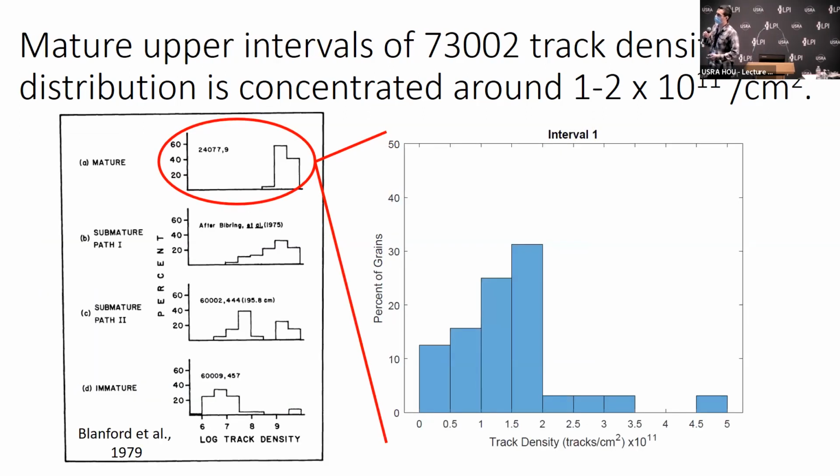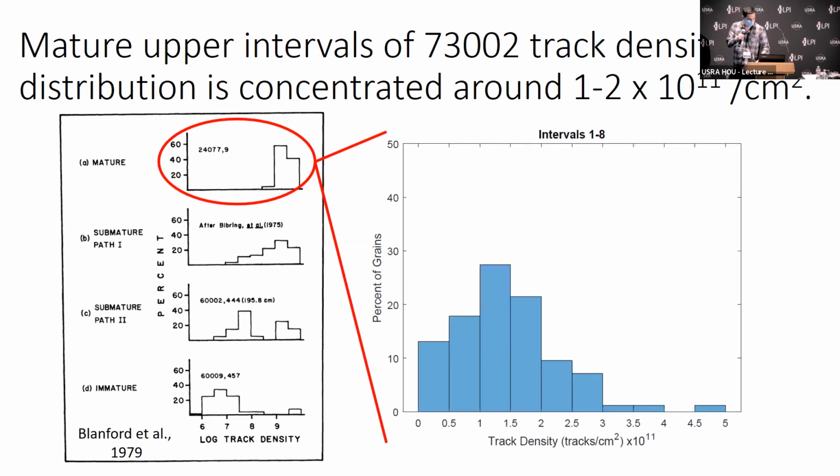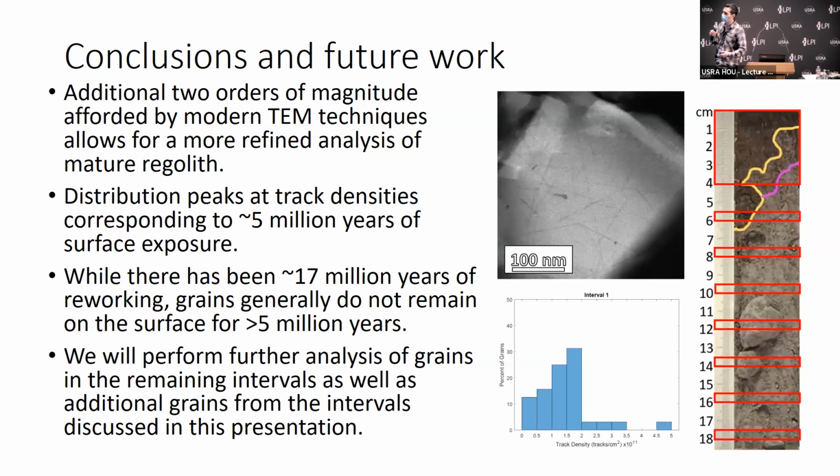So what does this all mean? Well, with this updated ability to observe these high track density grains, it's possible to understand the degree of maturity in a soil, as well as understand the distribution of exposure ages in a particular soil as well. Now, to conclude, the additional two orders of magnitude afforded by modern TEM techniques allows us to have more refined analysis of what mature regolith is and how it's distributed on a grain by grain basis. So the perspective of the grain. The distribution peaks at track densities around 5 million years of surface exposure.